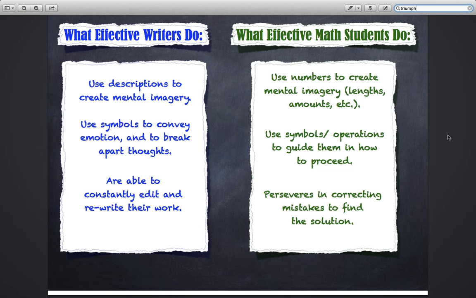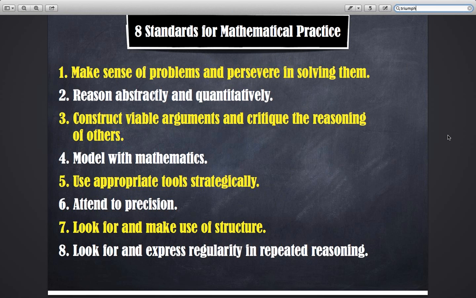Likewise, an effective math student is constantly persevering in correcting mistakes to find the solution, right? Effective math students know that you might not get the answer right on the first try. So you've got to go back, see where you might have messed up or done an operation incorrectly, and really persevere in correcting the mistakes to ultimately find the solution that you're looking for. So again, math is writing, and the similarities between effective writers and effective math students are really undeniable.